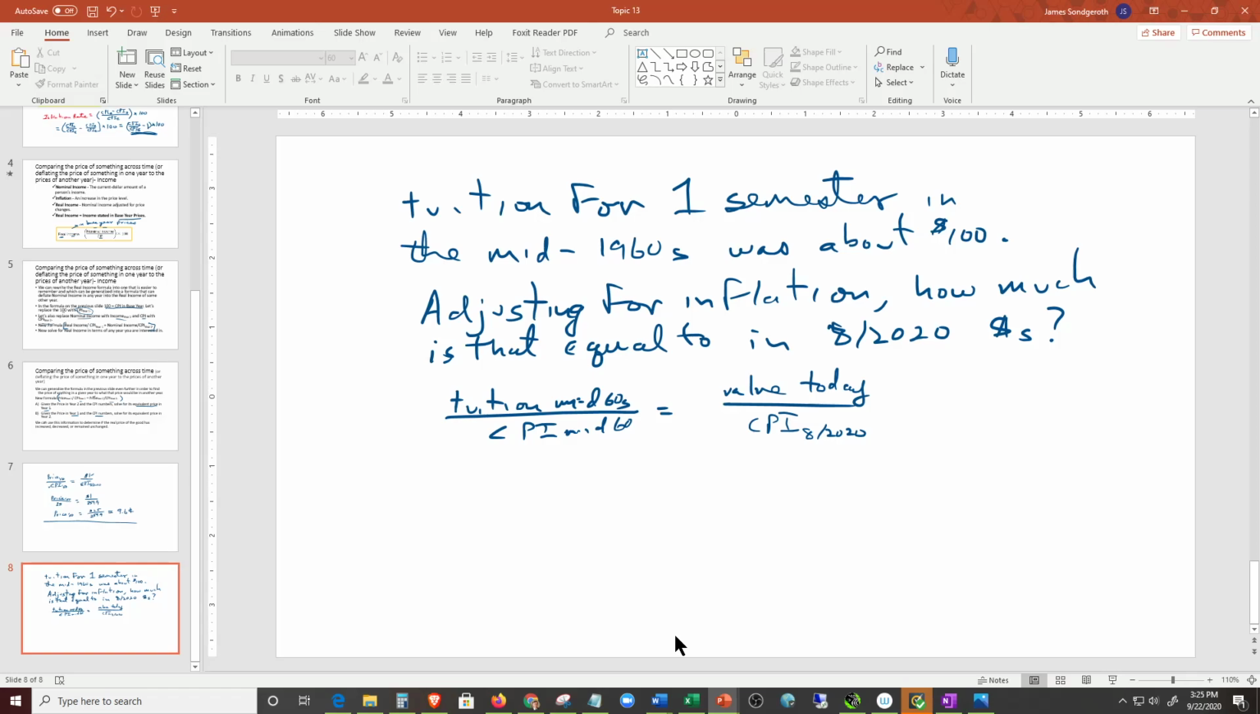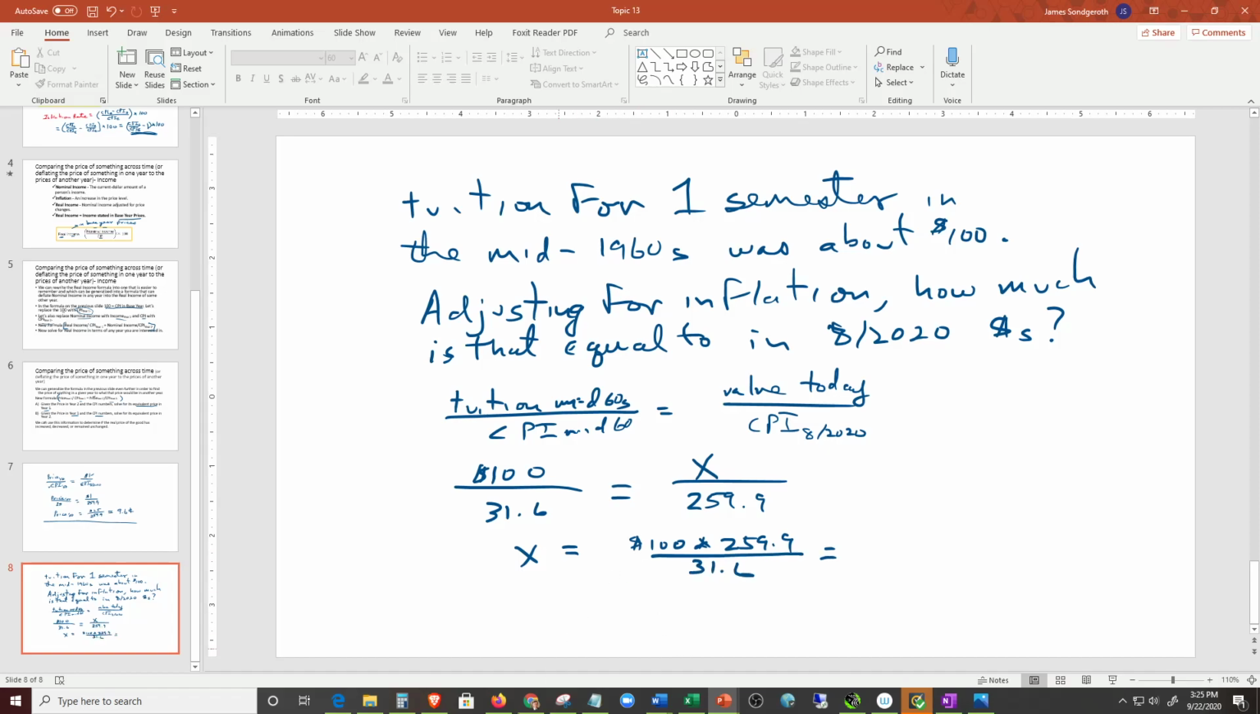So we're given the tuition in the mid-60s as $100, 31.6 equals the value today. I'm just going to put X. I don't want to write it out. All over 259.9. And so we're to solve for X. So X is going to equal $100 times 259.9, all divided by 31.6.